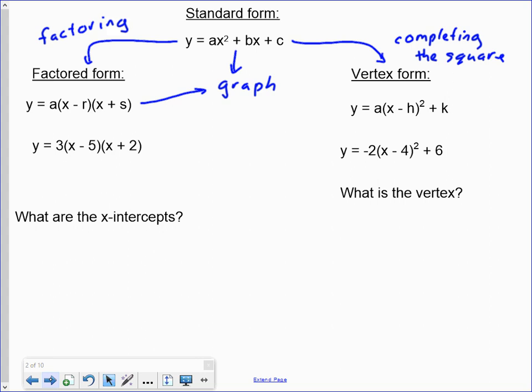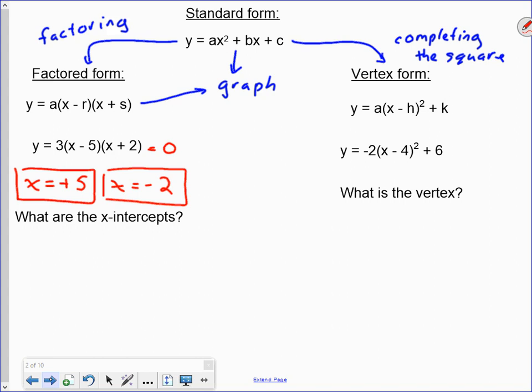If I have this equation here, y equals 3(x minus 5)(x plus 2), and you ask me to find the x-intercepts, I can look at it right away and know that the x-intercepts are x equals positive 5 and x equals negative 2, because those are the two places where the y value of the parabola is going to equal 0.